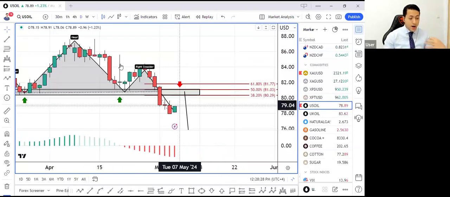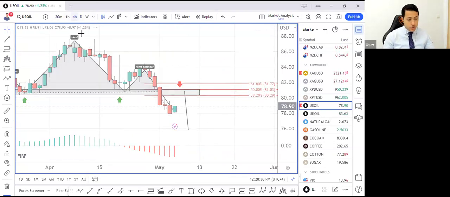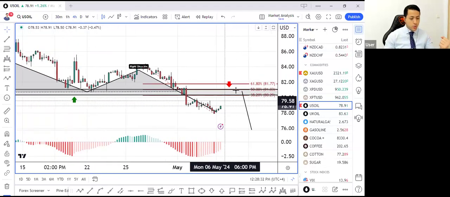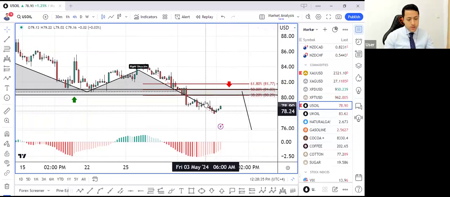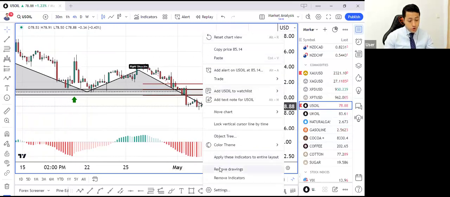So for this week, I'll be looking for long positions or buys. And once we tap into this level of resistance, I'll be looking for shorts.